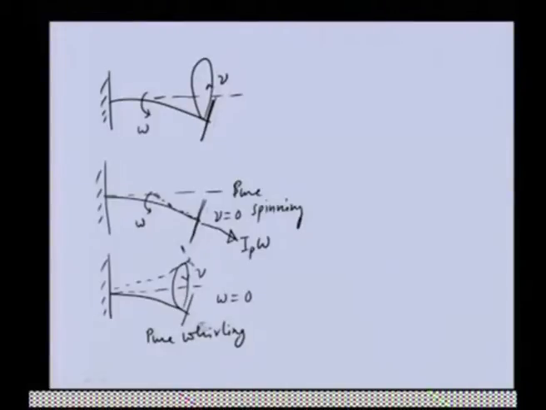But for the pure whirling case, the calculation of the angular momentum is slightly difficult. So, we will try to see the motion of the disc during whirling, how it tilts, and then we will calculate the angular momentum of this particular disc due to pure whirling. So, for pure whirling, let us try to see how the motion of the disc takes place.